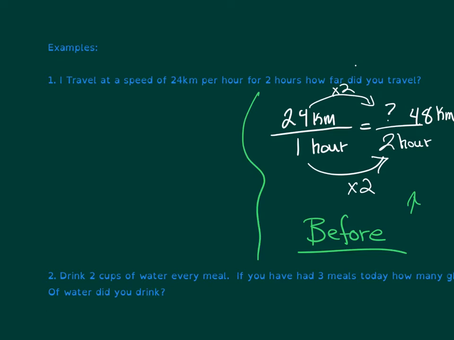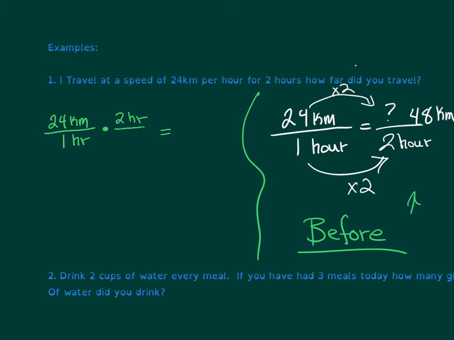But now what we're going to do is look over here and look at how else I can solve it. So here it says that I travel at a speed of 24 kilometers per hour. So I know I'm going to travel 24 kilometers per 1 hour. And I'm going to be doing this for 2 hours. So I'm doing this 2 times, but I'm doing this for 2 hours. Now, I want to multiply 24 kilometers per hour times 2 hours.